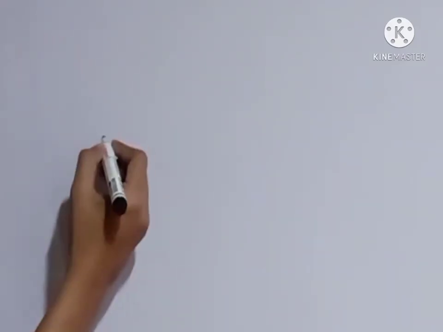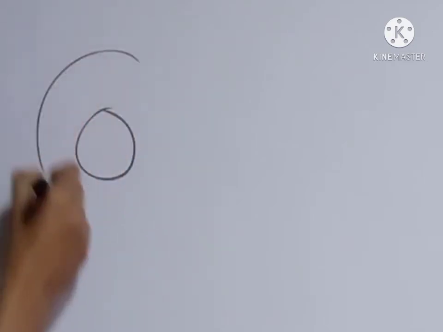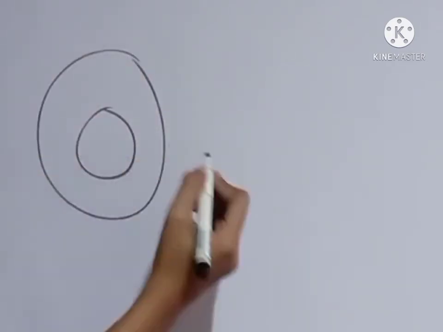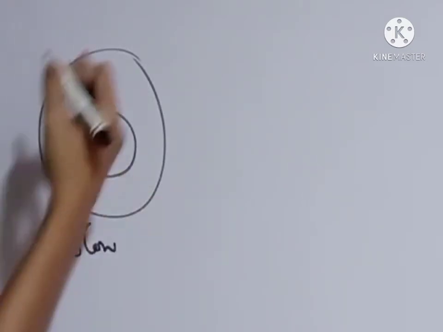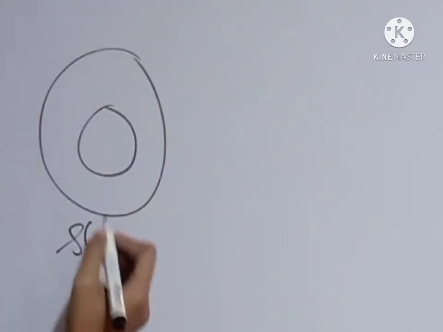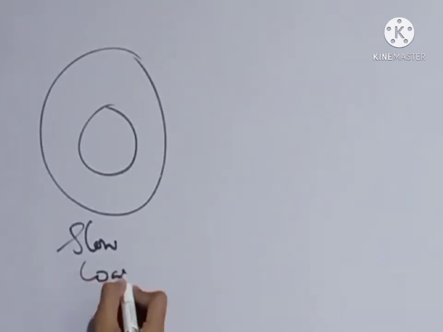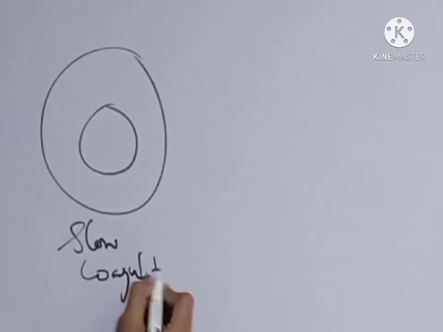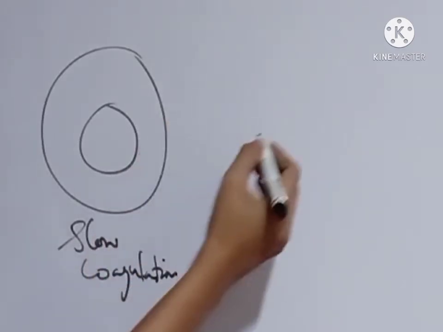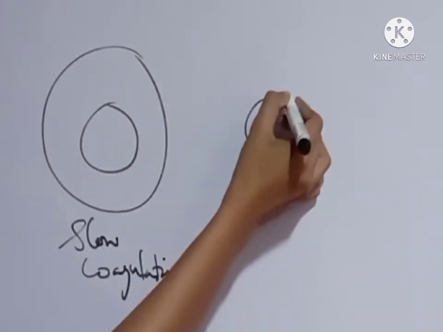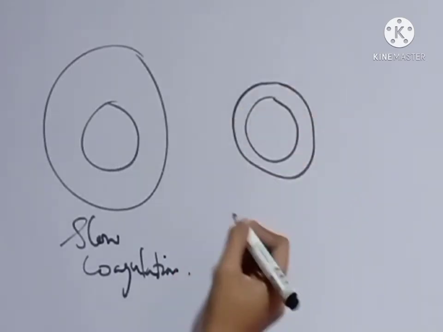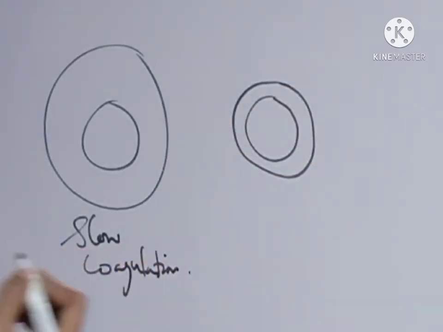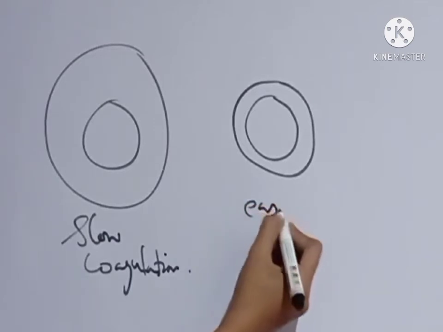What happens is, if the thickness is very high, then coagulation can be prevented by the double layer. So there is slow coagulation. But when the thickness is very small, coagulation occurs easily.